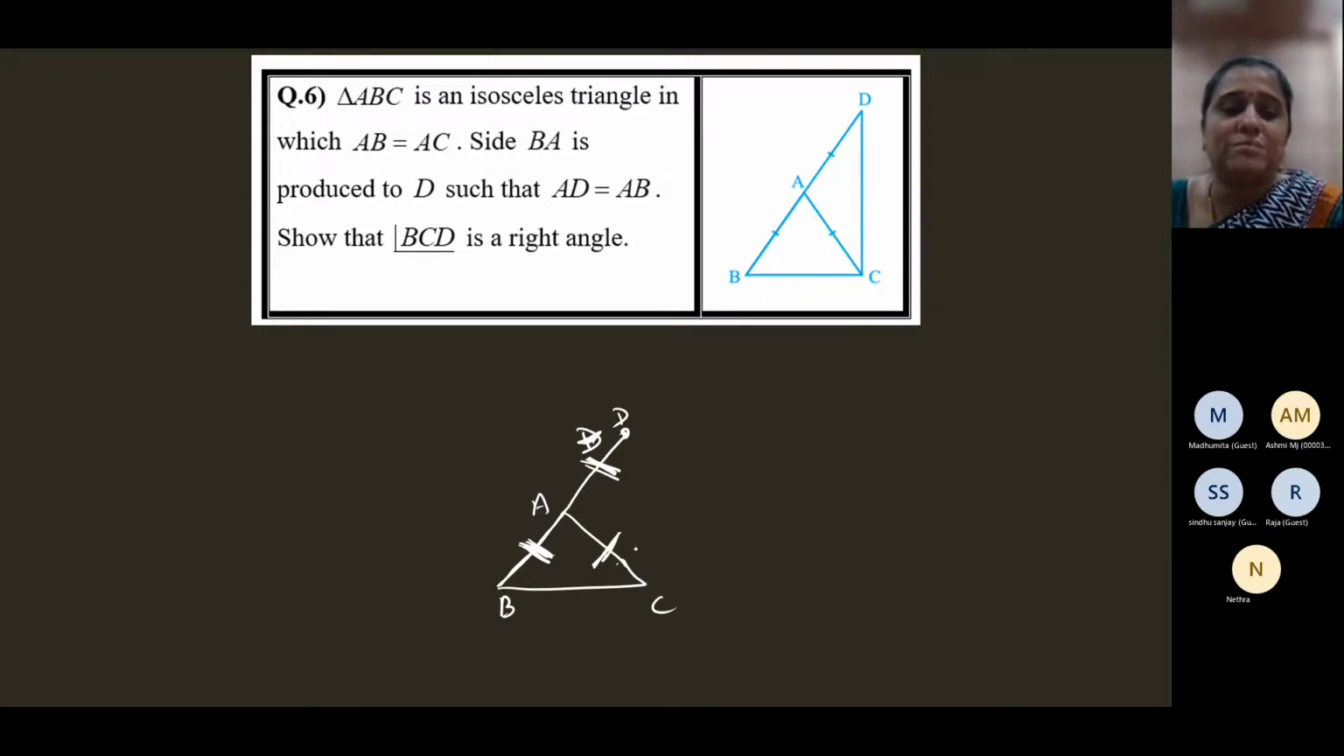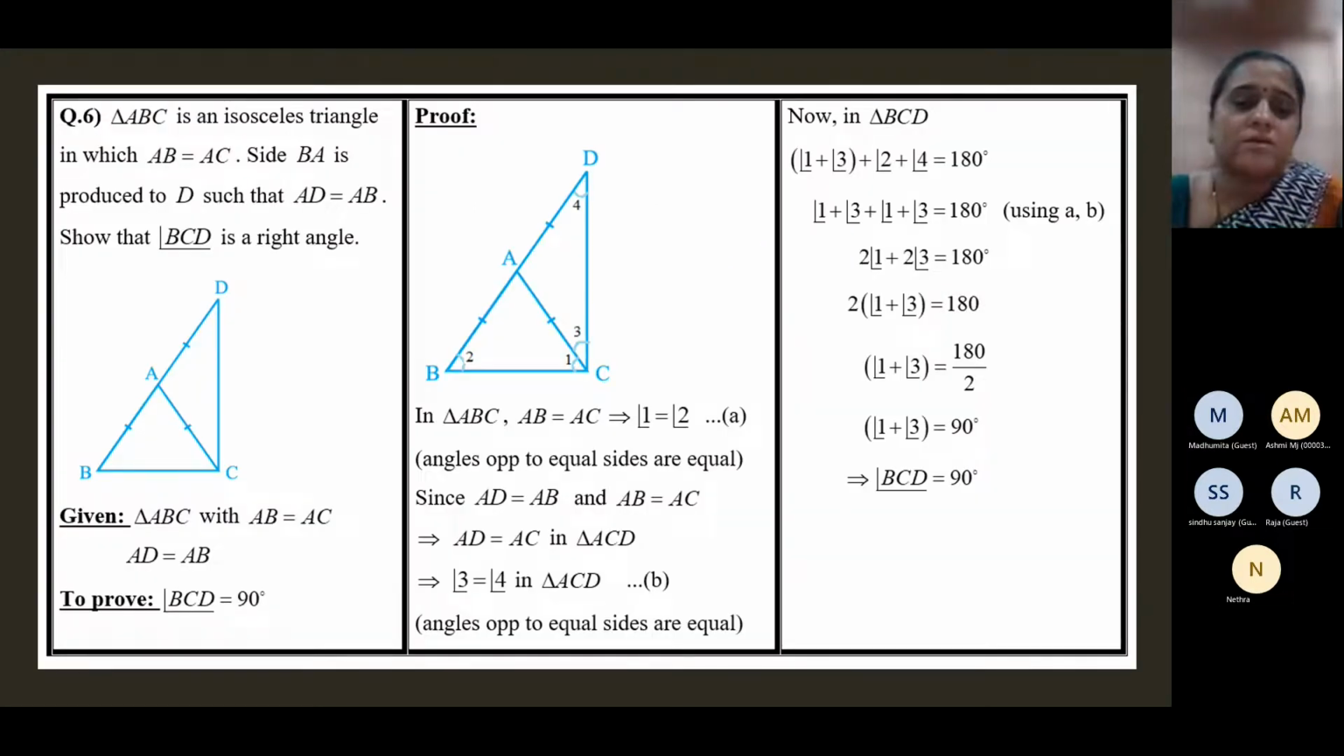Now with this, you'll have to show that BCD is a right angle, but you cannot see the angle BCD at all here. For that, you'll have to join DC. Now here is angle BCD. You'll have to prove that angle BCD is a right angle. So this is the information, and that's what you'll have to prove: BCD is equal to 90 degrees.